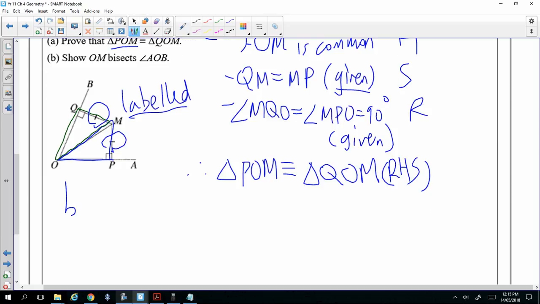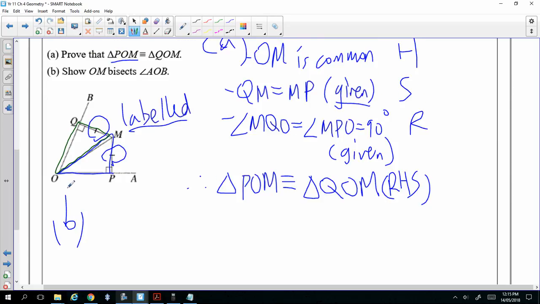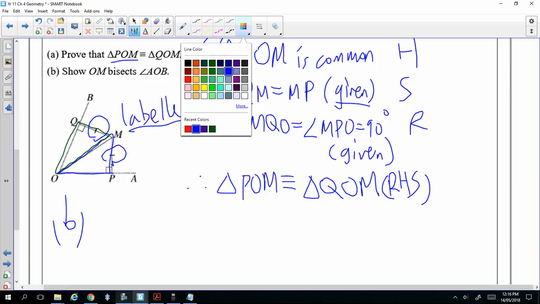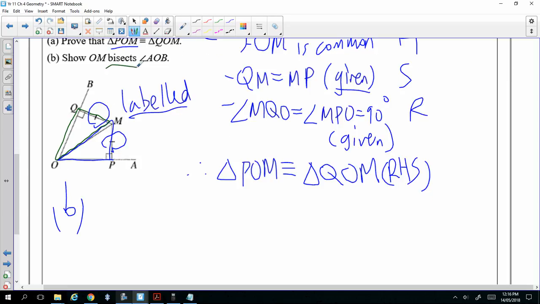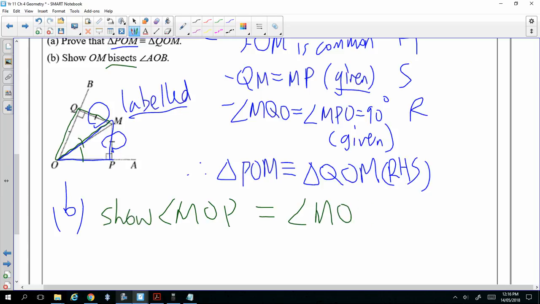Okay, we can do part B. Now part B says, show that OM bisects angle AOB. What does bisect mean? Cut in 2 equal halves. So OM bisects means we have to show, if you cut in half, that angle MOP is equal to angle MOQ. So you have to show these 2 angles are equal.